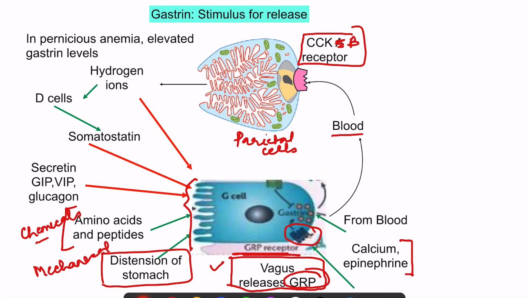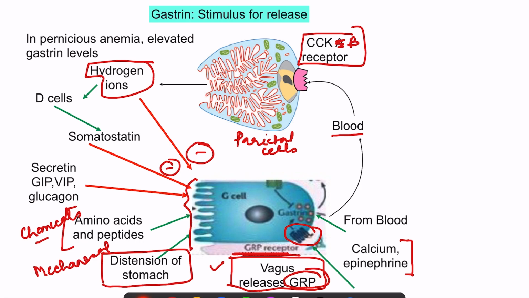So I told you before that gastrin and CCK are of the same family. So that is why there is some receptor homology as well. So this gastrin acts on CCKB receptor and causes release of hydrogen ions. This hydrogen ion now has a negative feedback effect on gastrin release. So hydrogen ion either directly inhibits the G cell or it acts on D cells and causes release of somatostatin, which also causes inhibition of the G cells.